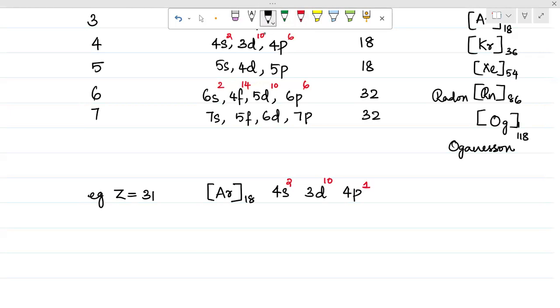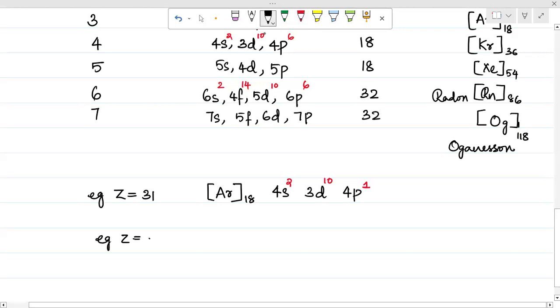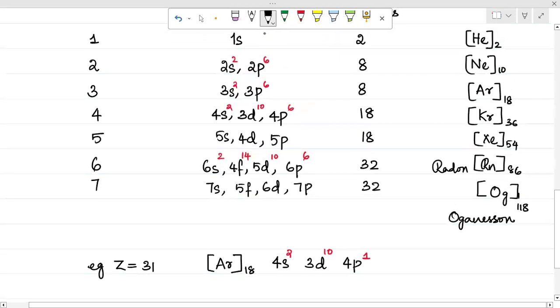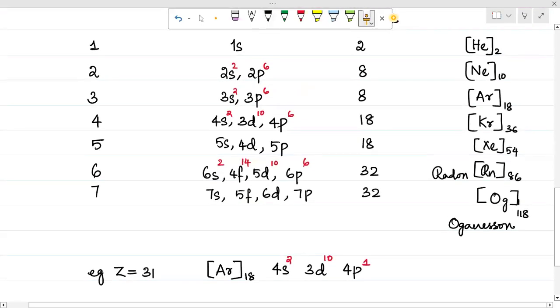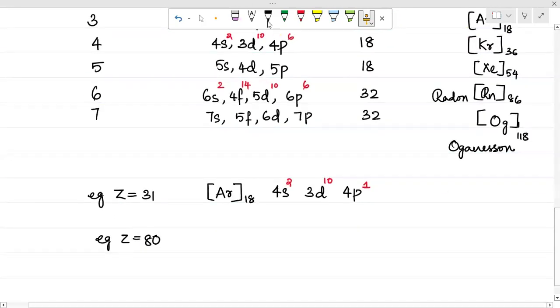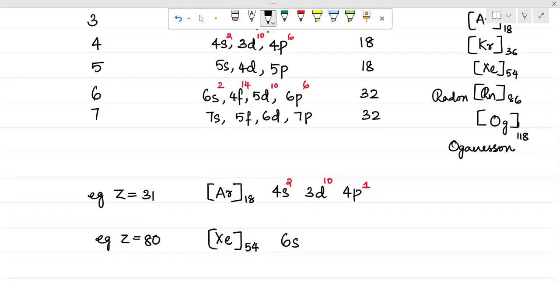Let's say your Z value is 80. So if it is 80, you have to know that 54 comes before 80 and that corresponds to the noble gas which is present at the end of the fifth period. So xenon is present at the end of the fifth period. So the next one will start with 6s. Correct? Now you have entered the sixth period and you will be having lanthanides and actinides, which are the f-block elements.